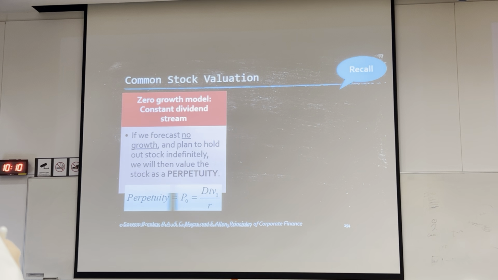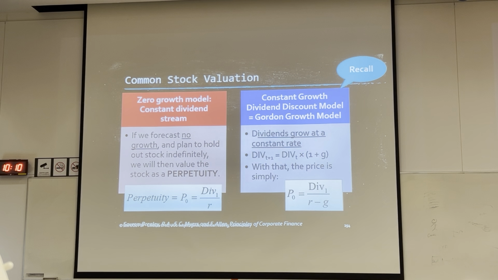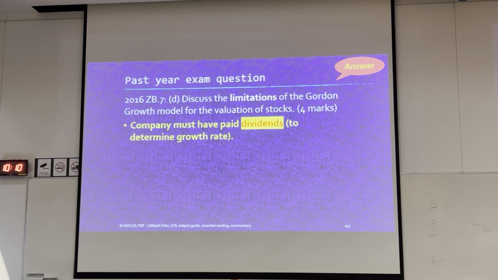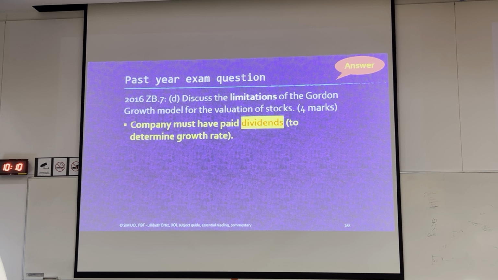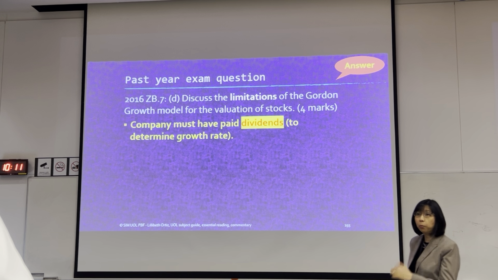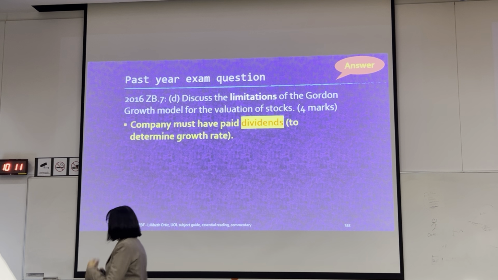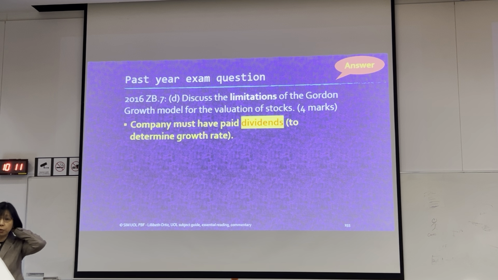If you remember the previous slide, it assumes the dividends grow at a constant rate, and it uses that model. So for it to work, the company has to pay dividends in the first place, right? Otherwise you can't use this model. There are some companies that don't pay dividends, especially those that are growing very fast. So first of all, there has to be some dividends being paid.